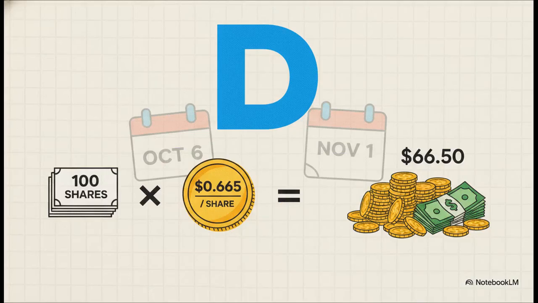But the real magic happens when you actually click one of those D icons because you get the exact tangible math. For instance, looking at Verizon here, you'll see the ex-dividend date in October, a payout amount of roughly 66.5 cents per share, and the actual payment date in November. The math is simple, but man is it powerful. If you held 100 shares during this time, you'd collect a $66.50 payout in pure cash just for holding the stock.